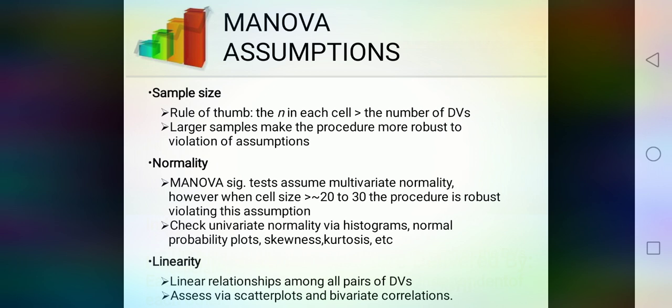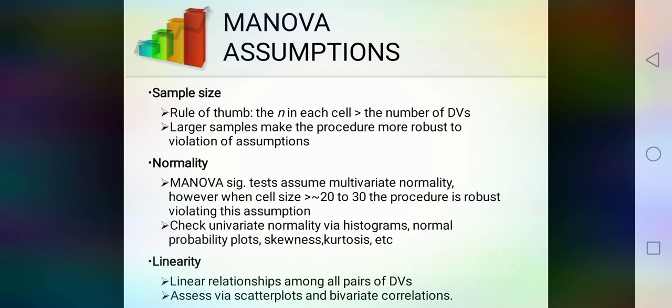Normality. Basically, normality refers to the distribution of the data for a particular variable. It can be measured in the form of skewness, kurtosis or shape. It is basically the normal probability distribution. MANOVA significance tests assume multivariate normality. However, when the cell size is greater than or equal to 20 to 30, the procedure is robust to violating this assumption. Check univariate normality via histograms, normal probability plots, skewness, kurtosis, etc.